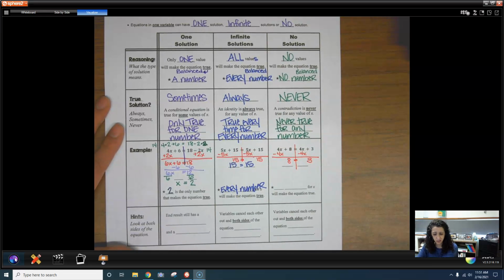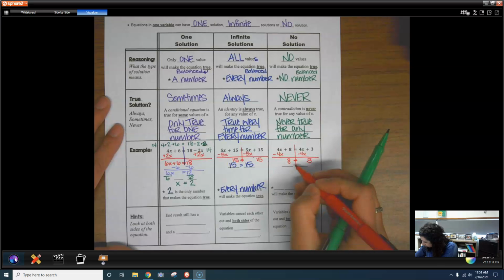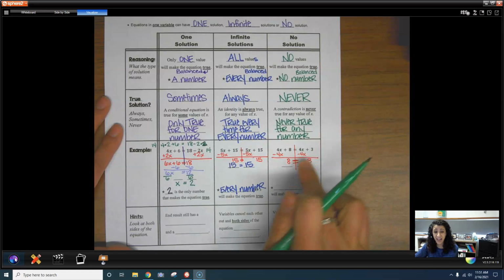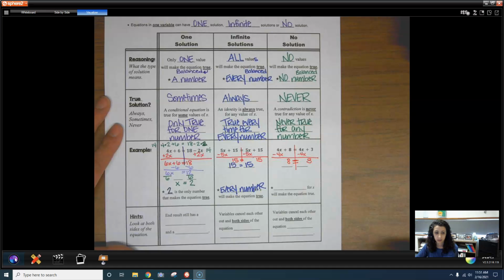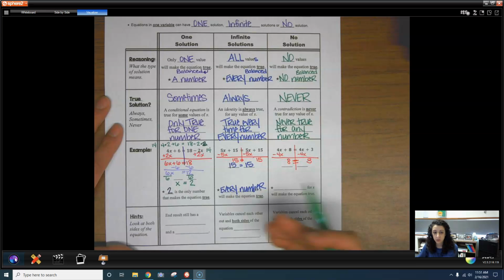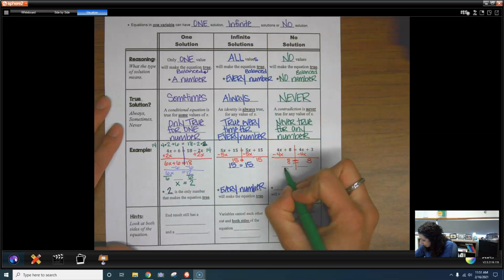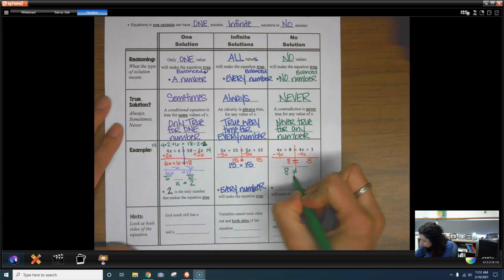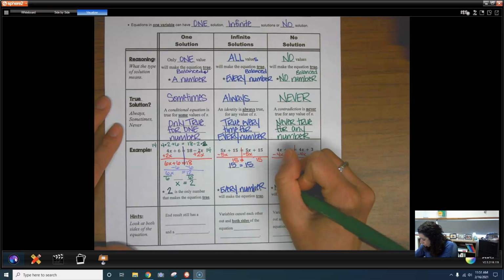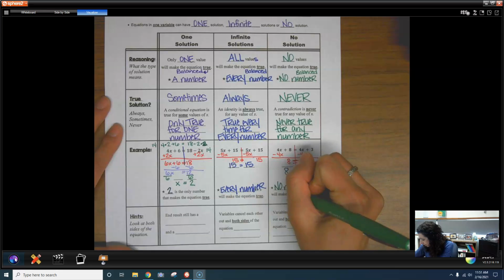That leaves me with 8 equals 3. Does 8 equal 3? What if I added 5? If I added 5, it would be equal. But if I add 5 to the left, I have to add 5 to the right. Okay, what if I subtracted 5? Okay, well, if I subtract 5 from the left, I have to subtract 5 from the right. So no matter what, 8 does not equal 3. So there is no number that will make these two sides equal.